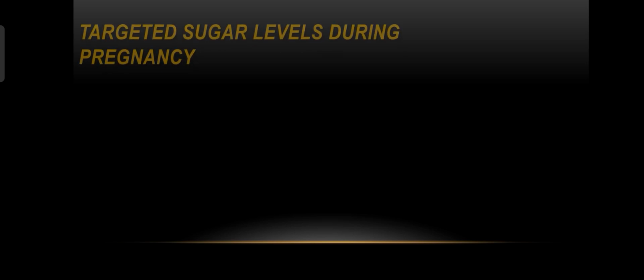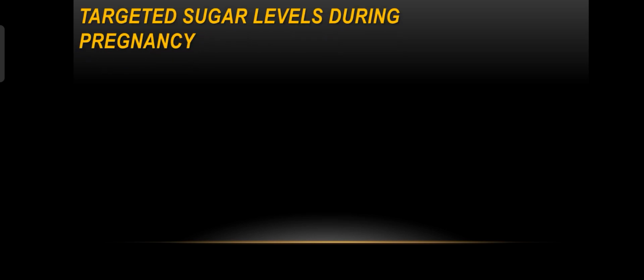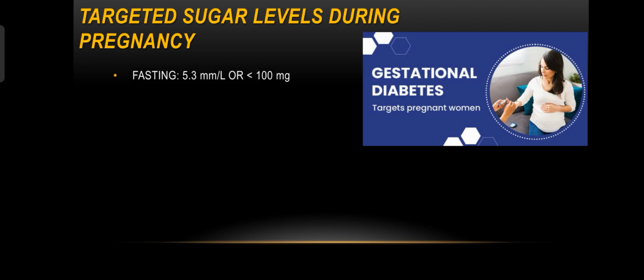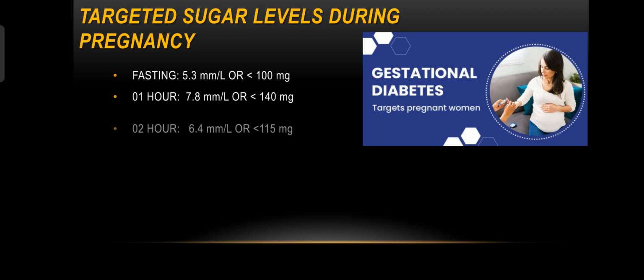Once GDM is diagnosed, the targeted sugar levels during pregnancy should be maintained as follows. Fasting should be maintained at 5.3 millimole per liter or less than 100 milligrams. 1 hour 7.8 millimole per liter or less than 140 milligrams. 2 hour 6.4 millimole per liter or less than 115 milligrams.